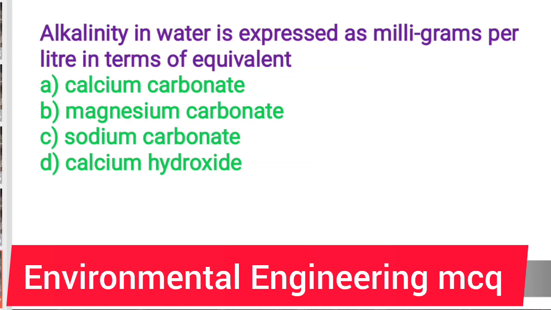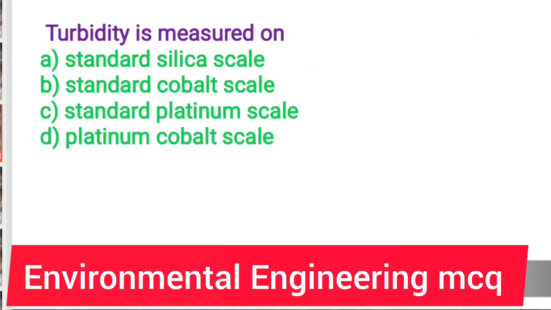Next question, alkalinity in the water is expressed in milligram per liter in terms of equivalent: option A calcium carbonate, option B magnesium carbonate, option C sodium carbonate and option D calcium hydroxide. The correct answer is option A calcium carbonate.